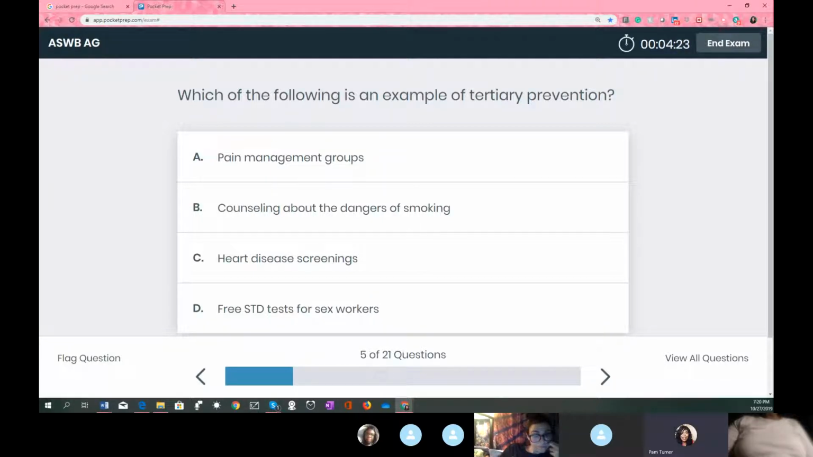So, which of the following is an example of a tertiary prevention, the third level? Is it A? Let's see here. Bingo. Would that not be pain management clinics as well? Now in our area, there are pain management clinics everywhere. Okay, that's tertiary prevention. We already know that you may be addicted or have issues with your pain meds. So those clinics are the exact same thing.